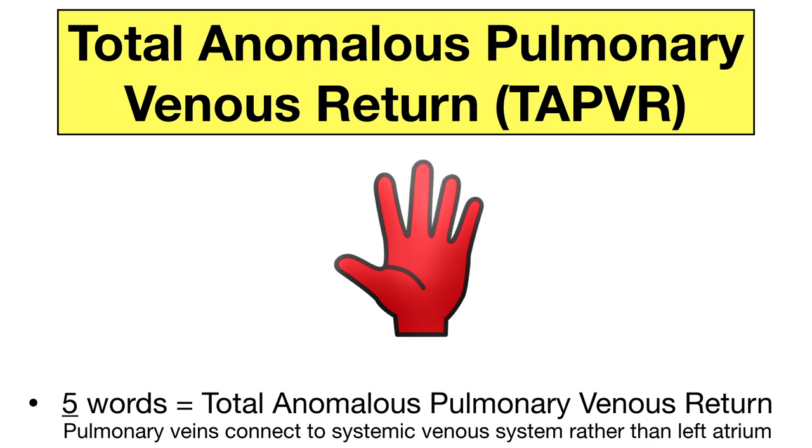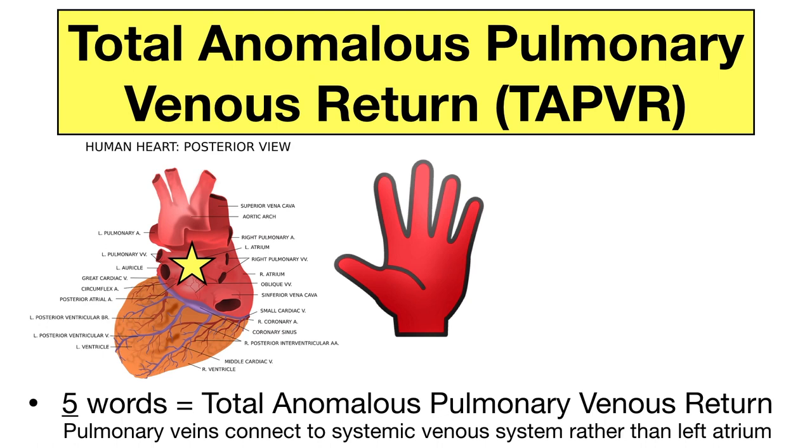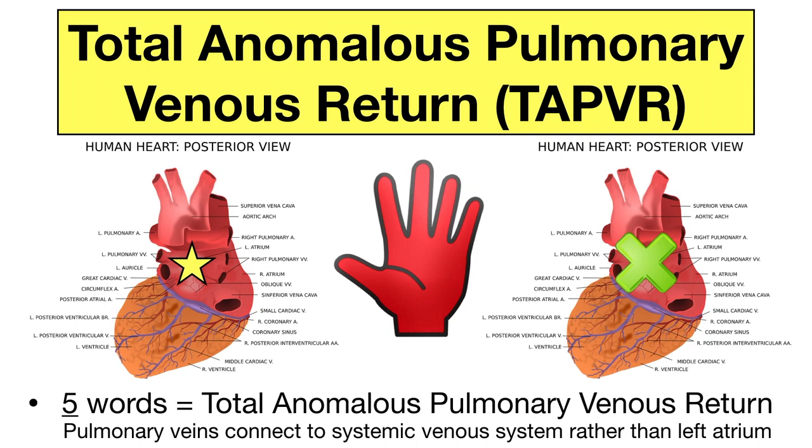You can hold up 5 fingers to remember this because there are 5 words that make up the defect. This is when the pulmonary veins connect to the systemic venous system rather than the left atrium. Normally, the 4 pulmonary veins deliver oxygenated blood from the lungs to the left atrium. In TAPVR, the pulmonary veins do not connect to the left atrium. Instead, they connect to the systemic venous system.